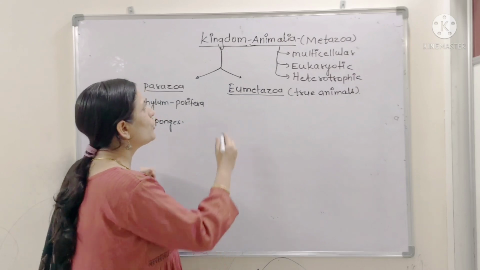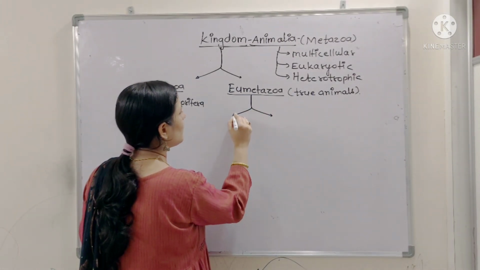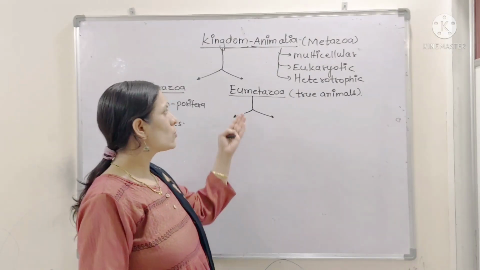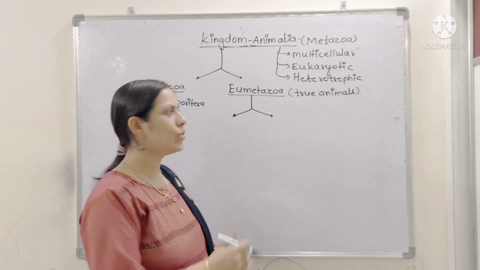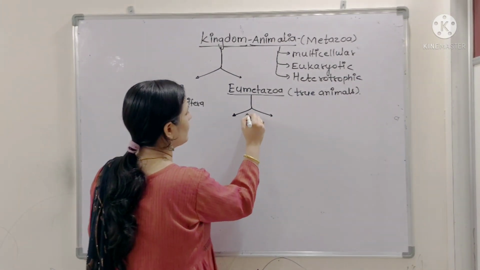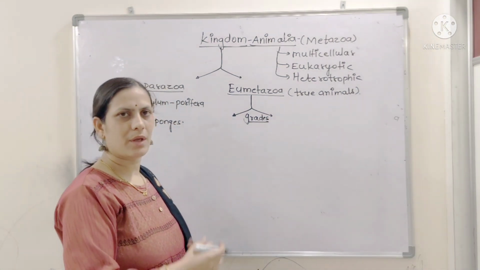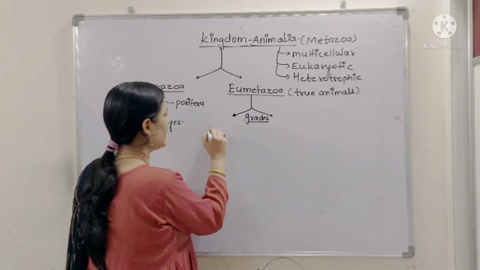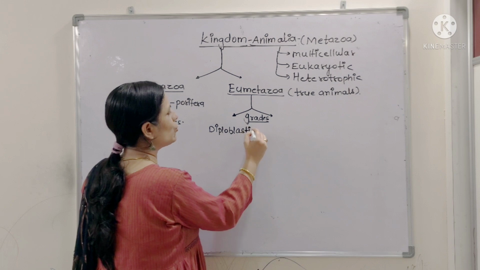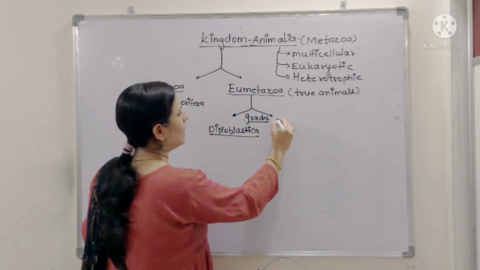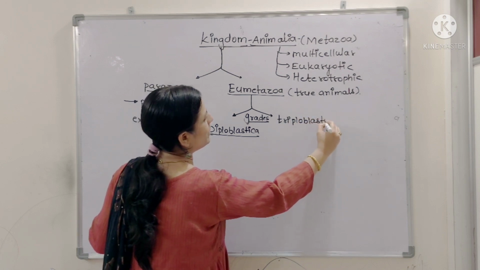Based on that, Eumetazoa is divided into two groups. So your subkingdom Eumetazoa is divided into two grades based on how many primary germ layers are there. One is Diploblastica, having two primary germ layers as you know, and the other is grade Triploblastica, having three primary germ layers in their body.